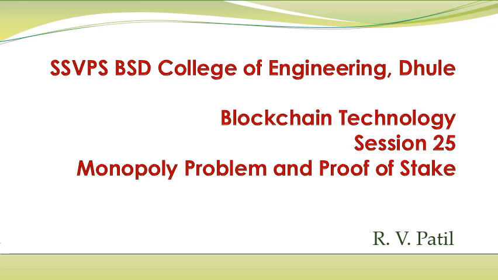There are different alternate algorithms for proof of work: proof of stake, proof of burn, proof of elapsed time. So in this session we will try to learn the proof of stake algorithm. This proof of stake is an alternate to proof of work. Before studying the proof of stake algorithm, we will try to learn the monopoly problem, and then we will learn the proof of stake algorithm.